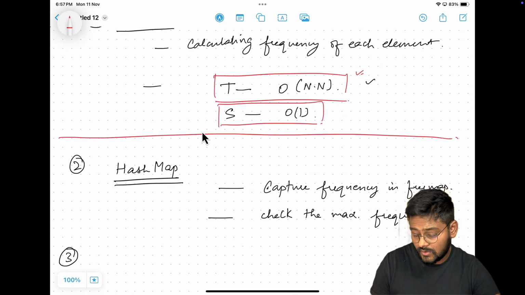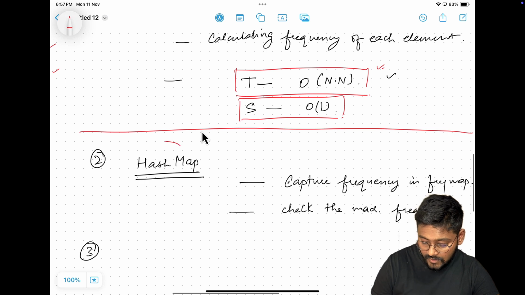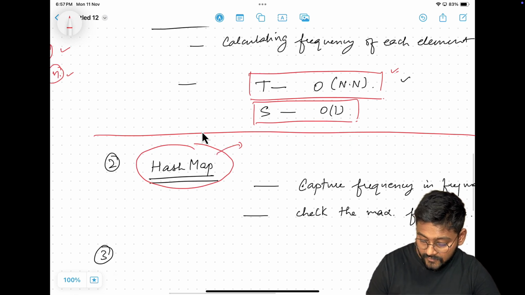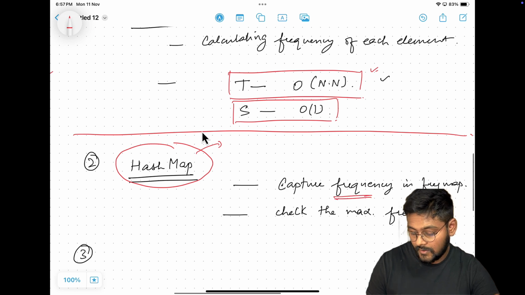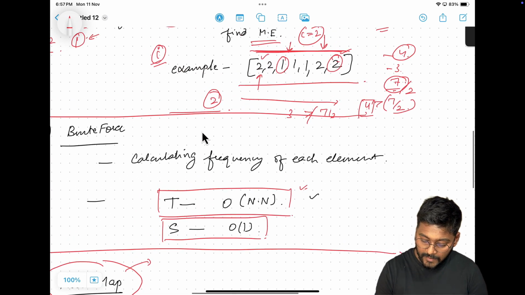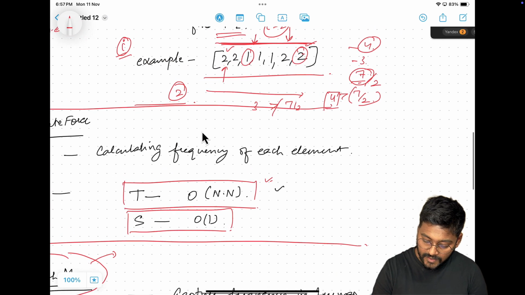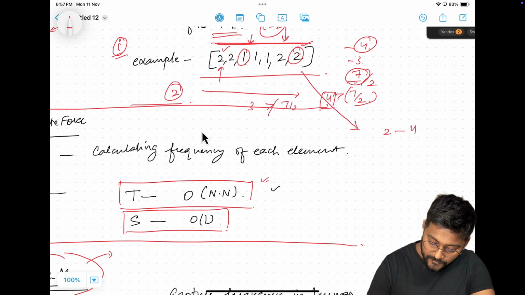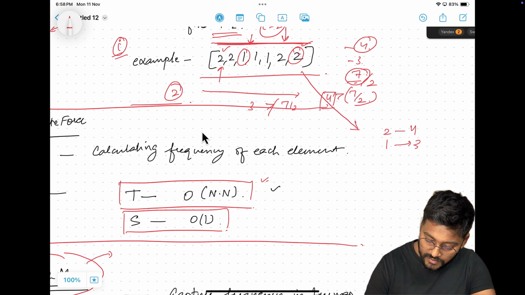And what can be the better one? Let me think in terms of a hash map. What a hash map does is it captures the frequency of each element. And I hope you must be aware of how we capture the frequency. We create a hash map, and against every element we will capture how many times it is coming in the array. So if we try to draw the frequency of it, 2 is occurring 4 times, 1 is occurring 3 times.